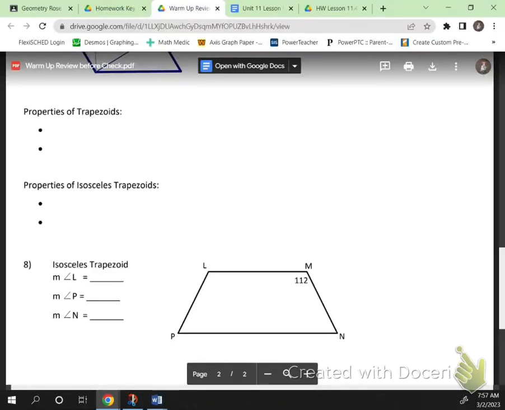More shape properties, but yesterday we talked about properties of trapezoids. Trapezoids have one pair of parallel sides. And those, when we talk about the area equation, are the bases. Again, most of us have this filled out from yesterday. We're just going over it.